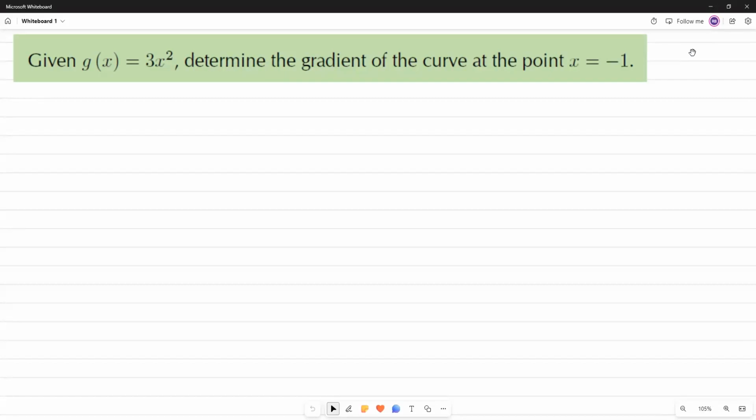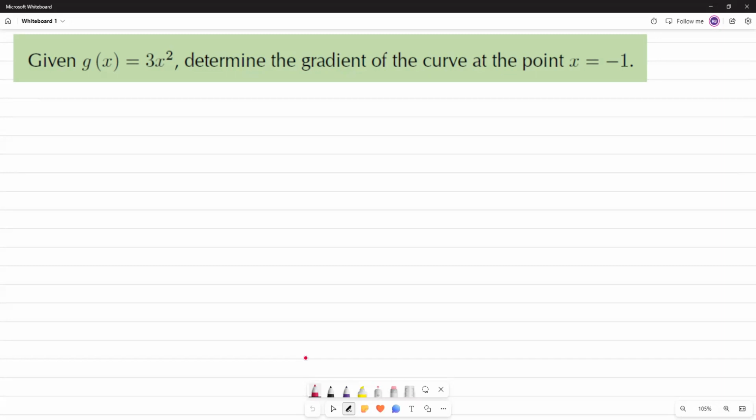Perfect. So that given, we're going to be looking at the graph of g of x, and then we're going to determine the gradient of this graph when x equals -1. So in this case, ladies and gents, they didn't specify which method we should use. There are two methods in total. It's either you're going to use the rules of differentiation or you're going to use first principles. But for the purpose of learning, I'm going to show you both methods.